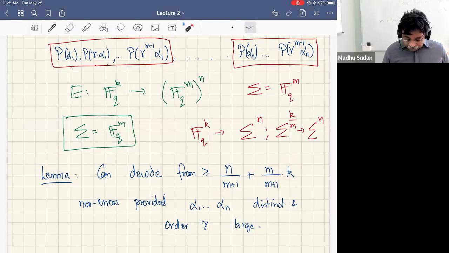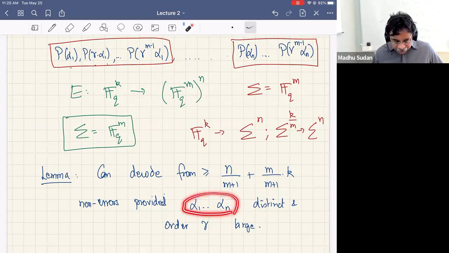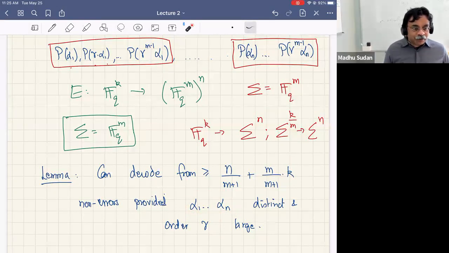But here is what will happen. We will prove that you can actually decode from this code, provided just that alpha 1 to alpha n are distinct. Okay, and there'll be some other conditions on gamma having large order and so on, but never mind that. The only thing we care about is really that the alpha i's are distinct. So you can actually use the, gamma times alpha 1 might equal alpha 2.